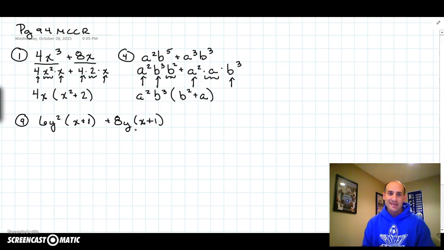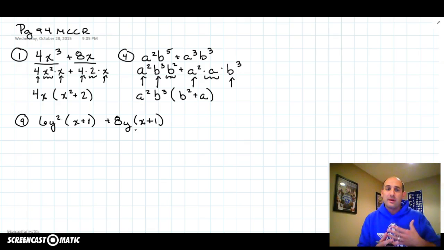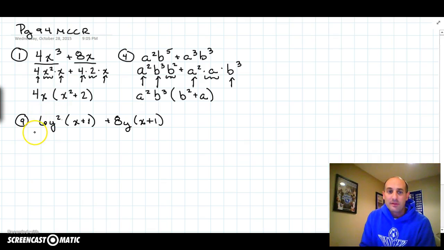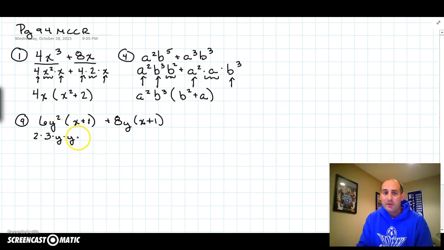When I look at 6 and 8 as numbers out front, I know that 2 is a factor of both 6 and 8. So when I think about how many times 2 goes into 6, I'm going to think about it that way. I also know that y goes into y squared. So I'm going to separate this one just like I did the other ones because it's the same type of problem. Since I know that 2 is a factor of 6 and 8, instead of 6, I'm going to write 2 times 3. It means the same thing, so it's okay. Instead of y squared, I'm going to write y times y. There's my 6y squared. I've expanded it greatly.